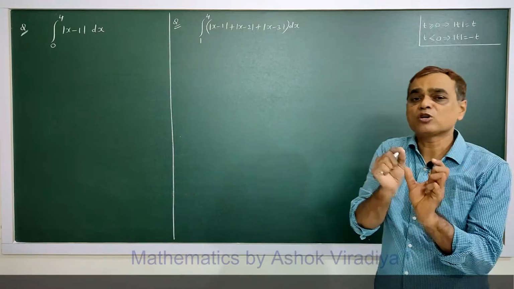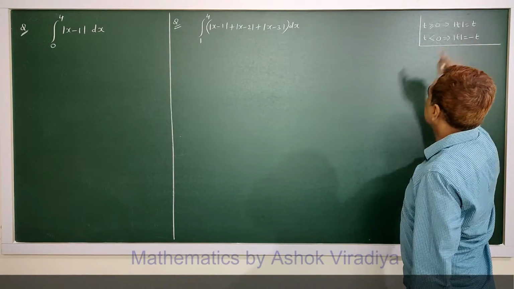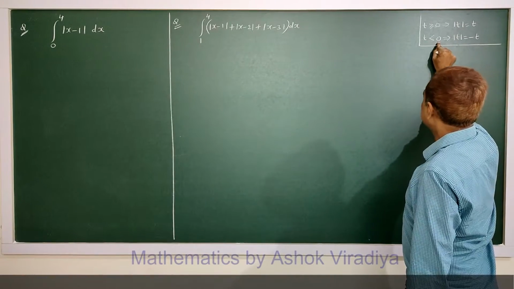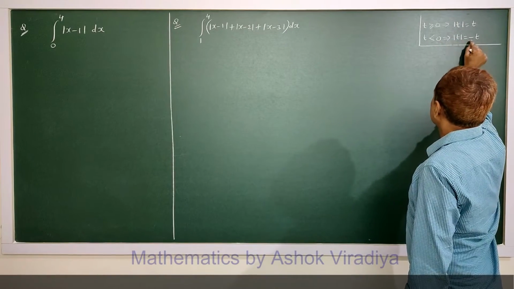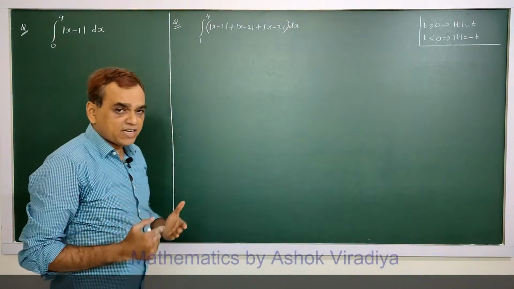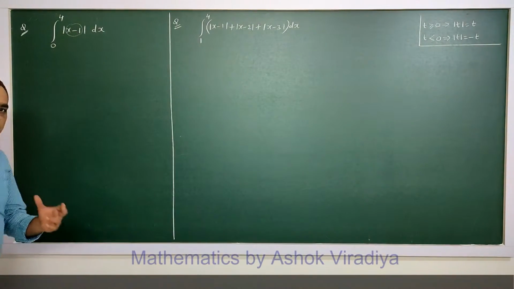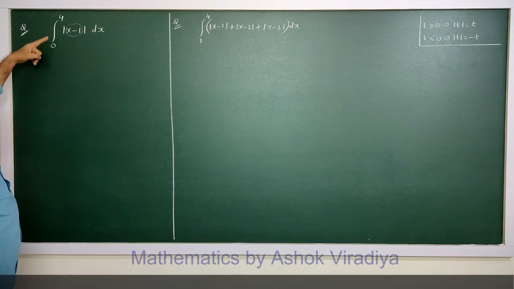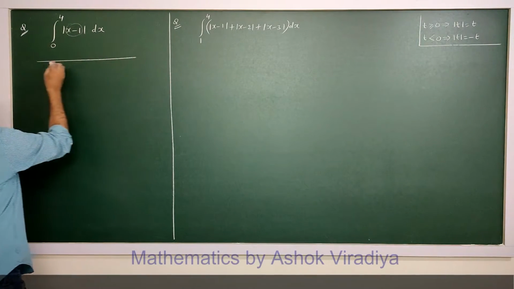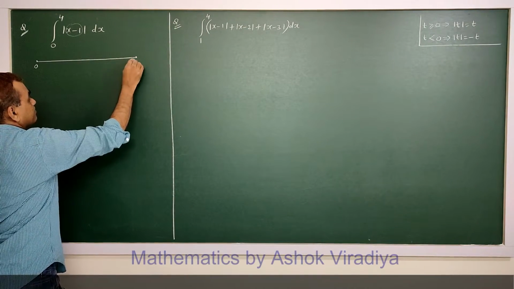If a term inside modulus is positive, then when we remove the modulus, the term remains unchanged. But if the value of the term inside modulus is negative, then removing the modulus you have to keep a minus sign. So we should check the sign of this function, whether it is positive or negative, in the given interval. So here the interval is the closed interval 0 to 4. I am showing it in the diagram.